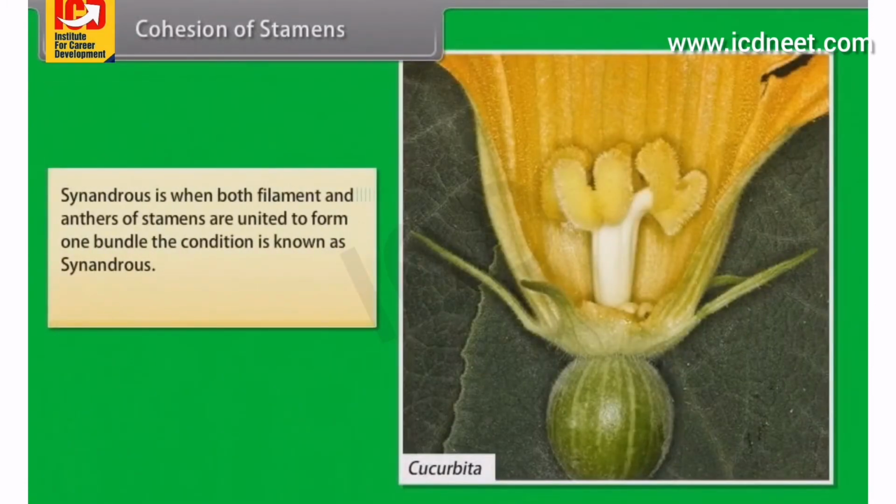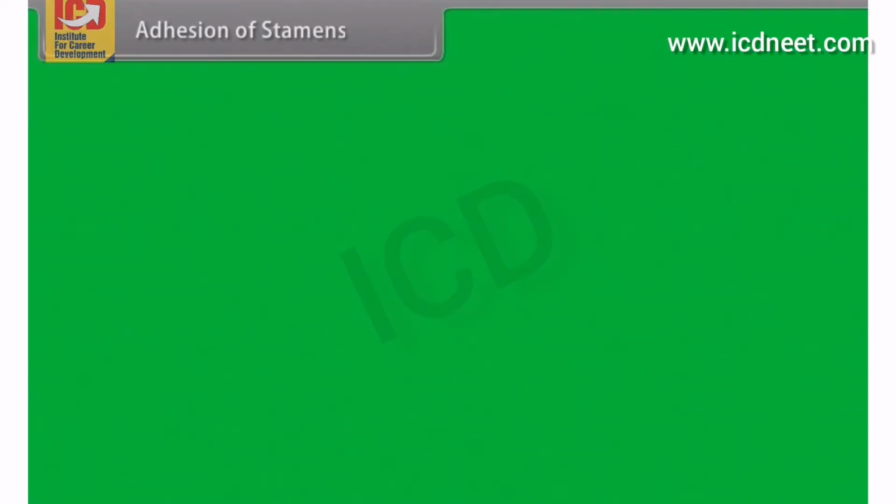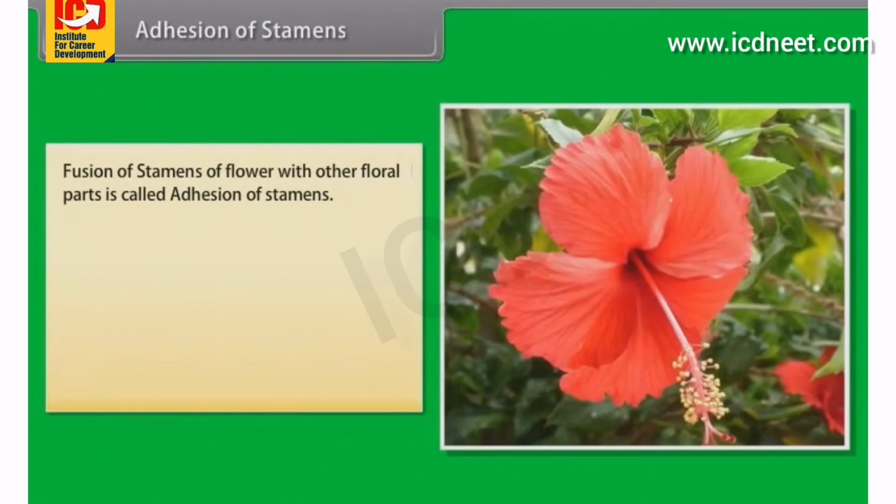Synandrous is when both filaments and anthers of stamens are united to form one bundle. The condition is known as synandrous. Example, Cucurbita. Adhesion of stamens. Fusion of stamens of a flower with other floral parts is called adhesion of stamens.